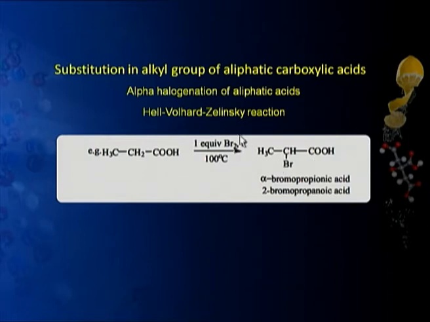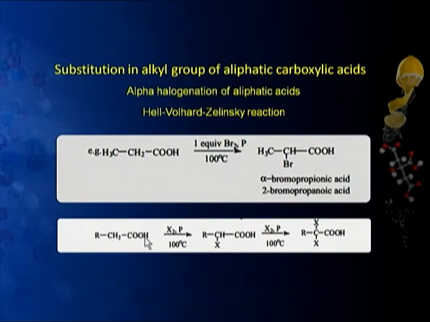But if this bromine is in excess and our starting compound also has more than one replaceable hydrogen at the alpha position, then polyhalogenation may also occur. Say if it is like RCH2COOH, there are two replaceable hydrogens here and we take halogen in excess, then in two steps both the hydrogens can be substituted by halogen. First we will get a monohalogenated derivative and then in the second step the second hydrogen can also be substituted and we will get a dihalo compound, but the two halogens will be at the alpha position.